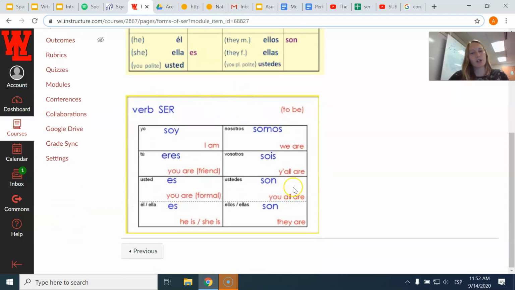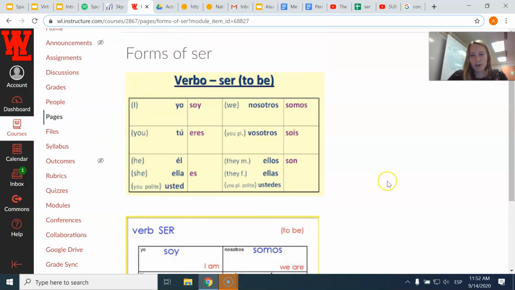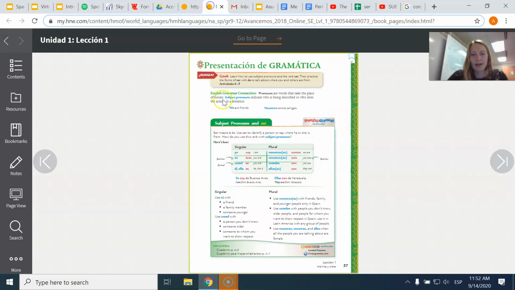I also put another chart just for you guys to be able to see it a different way. I like how they have y'all are here. It helps you remember, oh, this is the informal you all, and this is the formal you all. So formal, formal, informal, informal. Hopefully those charts are helpful for you. If we go back to the book, this is also a chart.